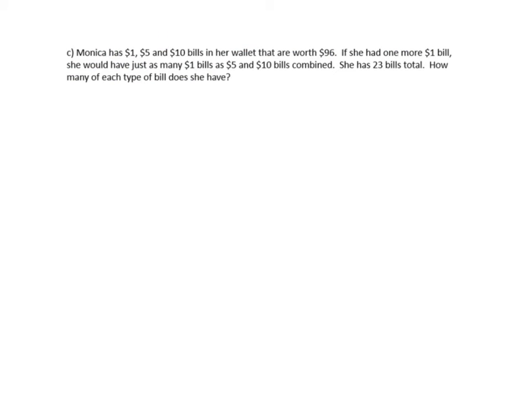You already watched how to do B yesterday, so I'm going to go ahead and go to C now. So again, Monica has 1s, 5s, and 10 dollar bills in her wallet worth $96. I'm just going to use X, Y, and Z this time. So 1x plus 5y plus 10z, because 1s are worth 1, 5s are worth 5, and 10s are worth 10. The total amount of money is $96.